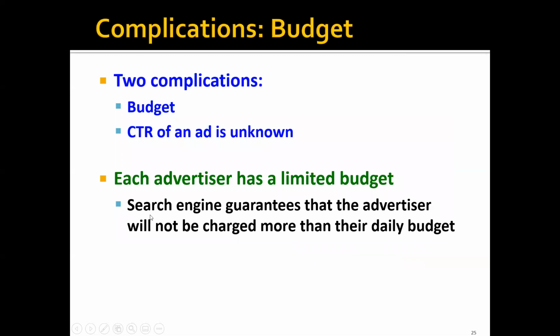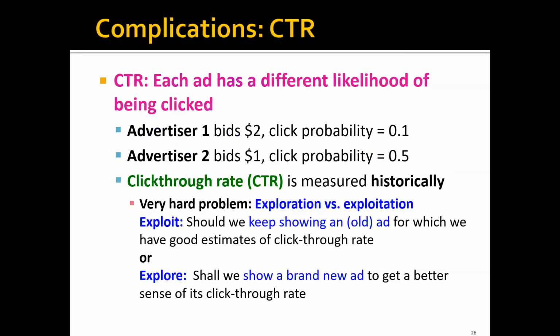And there are actually 2 complications in web advertising. The first one would be the budget, as I mentioned before, because each advertiser has a limited budget, and the search engine must guarantee that this advertiser will not be charged more than their daily or monthly budget. And the second problem is the CTR, which we assumed is given. In reality, the CTR for the ad is actually unknown. Now, this poses extra challenges for us.